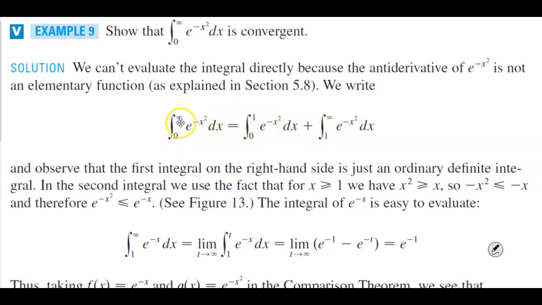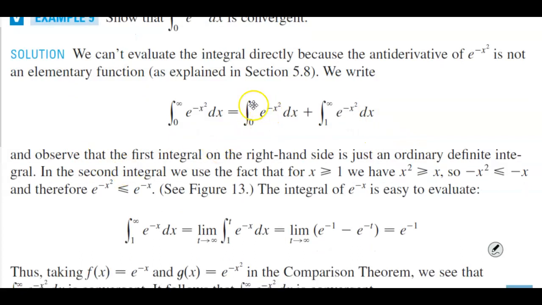We're going from 0 to infinity e to the negative x squared dx, which is equal to the integral from 0 to 1 of e to the negative x squared dx plus the integral from 1 to infinity of e to the negative x squared dx. And then observe that this first integral here on the right hand side is just an ordinary definite integral.